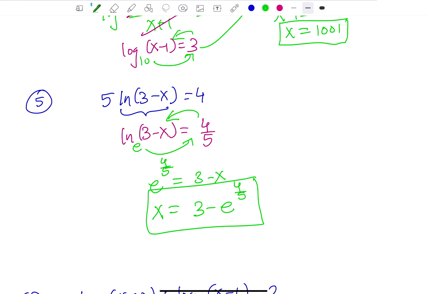Here, we brought the x to this side, and 3 minus, so that's going to be 3 minus e to the power 4/5. All right, now we want to check and make sure that that does not leave me with log of a negative number or log of 0. I'm going to leave that part for you. So go ahead and check, plug it back in, 3 minus e to the power 4/5. Make sure we don't get log of 0 or log of a negative number.